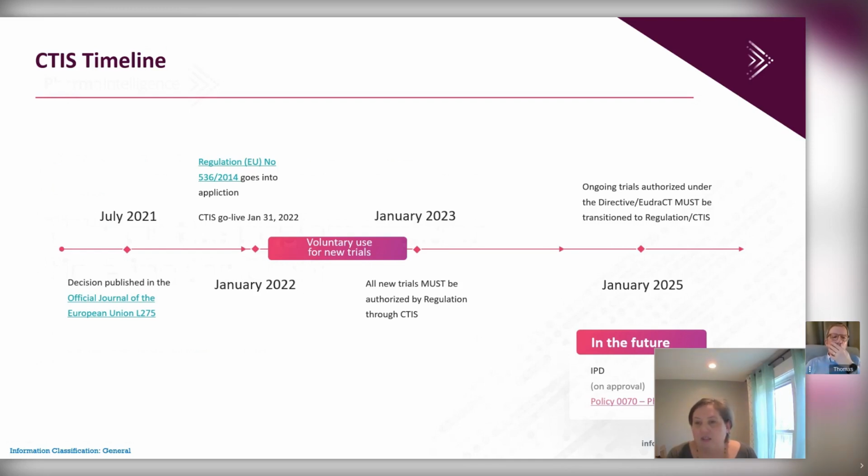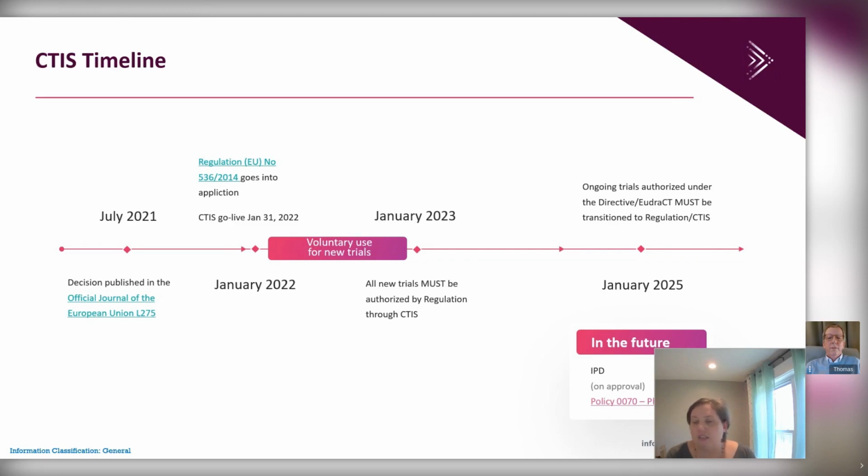And as Thomas mentioned, that was the time where the regulation goes into application. So that happened at the end of January of this year. For the next year, so until January 31st, 2023, sponsors have the option of authorizing new trials either through the process of the directive in UDRA-CT or using the new CTIS system and being under the governance of the regulation. After January 31st, 2023, or on or after, I would say, all new trials must be authorized under the governance of the regulation and using the new CTIS system.